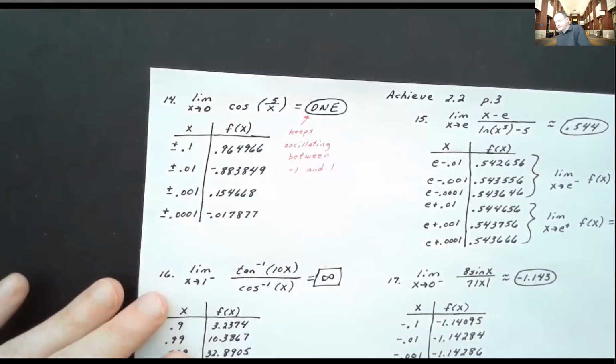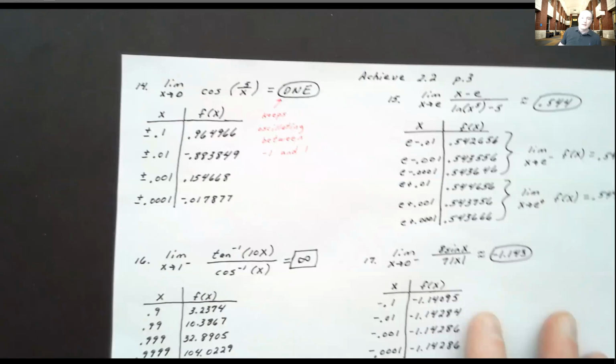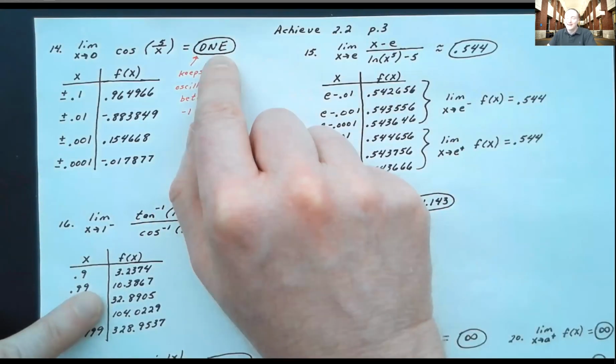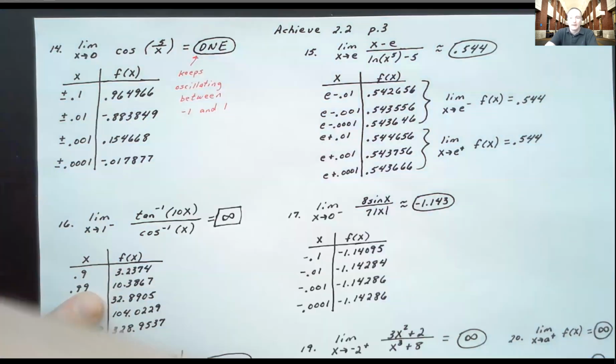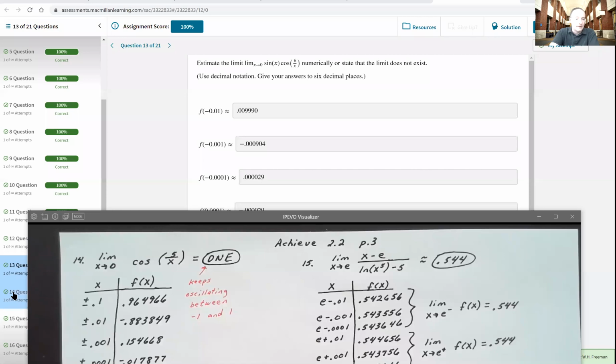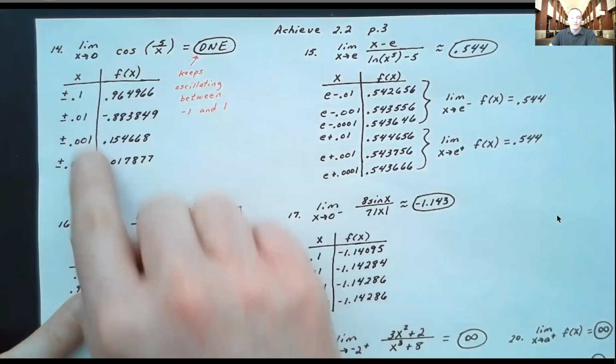Looking at the next one, we have another trig limit. And this one, unlike the last one, is going to be undefined. And I need you to see why it's undefined. This is another one of those that I believe they ask you to plug in some specific values. Yes, f of positive or negative 0.1, f of positive or negative 0.01, and then f of positive or negative 0.001. So I just listed them on my table of values here.